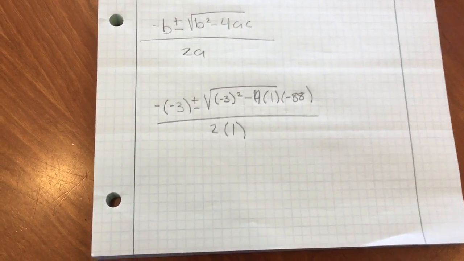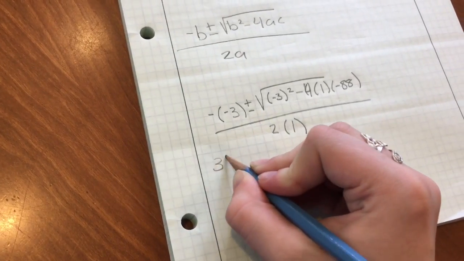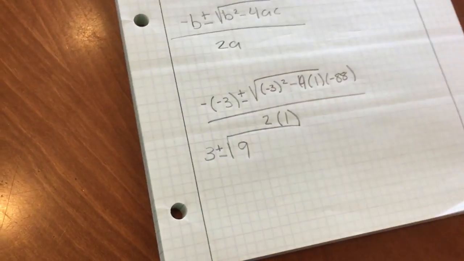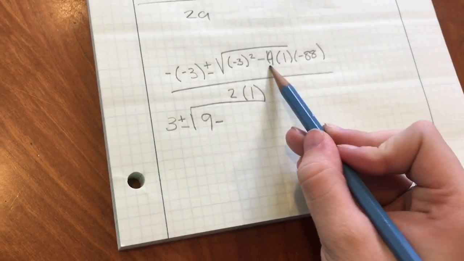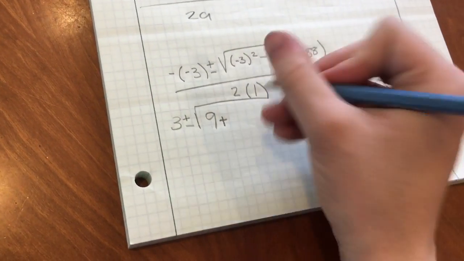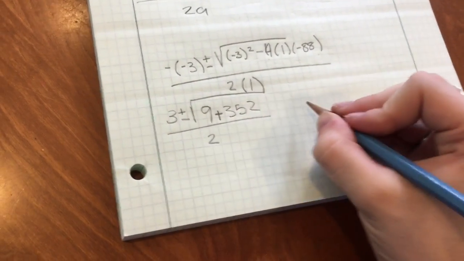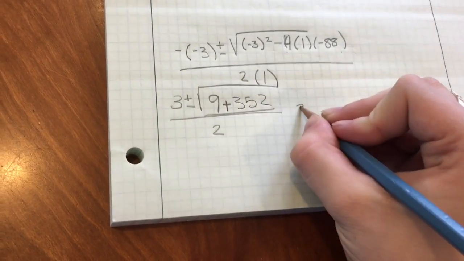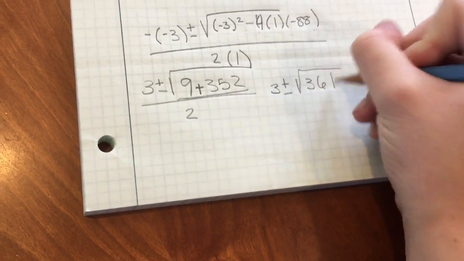So that equals 3 plus or minus the square root of 9, and that's plus, and you don't do the 1, so it's a positive 352 all over 2. And so we need to figure out what 9 plus 352 is. And so that answer would be 3 plus or minus the square root of 361 over 2.